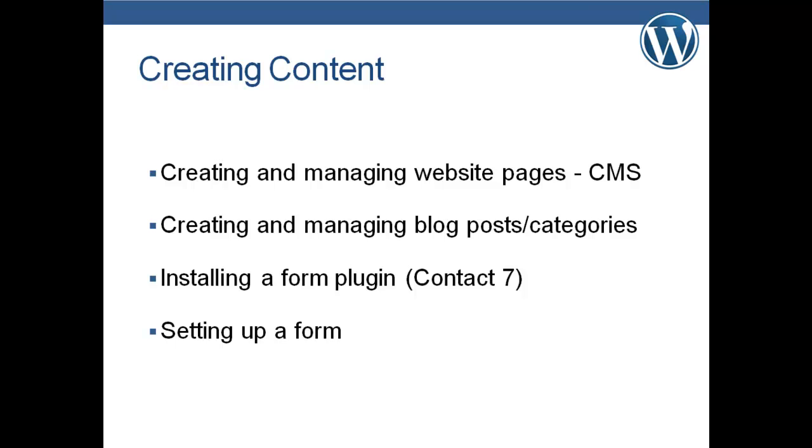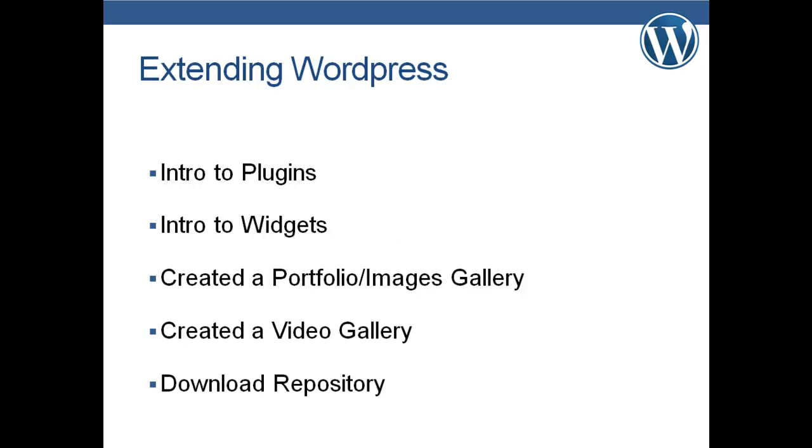So after we got WordPress up and running, we started creating our content. WordPress is also a full-fledged content management system, so we could create regular website pages like About Us or services, and then we got into the blogging aspect of it and creating categories and blog posts with certain fields. We installed a form plugin, the Contact 7 form plugin, and we set that up as a contact form. And we also looked into extending WordPress with plugins.